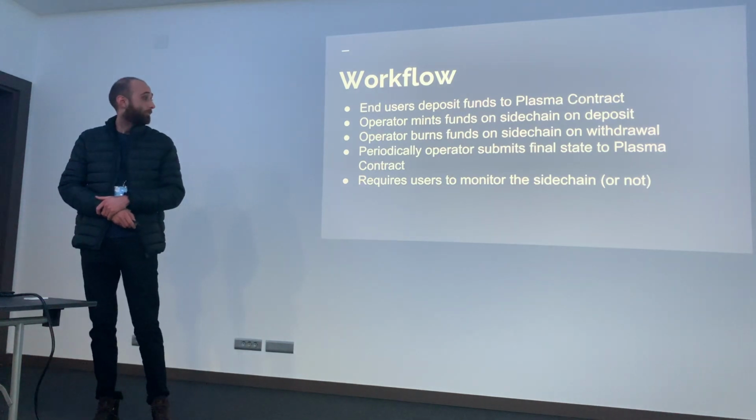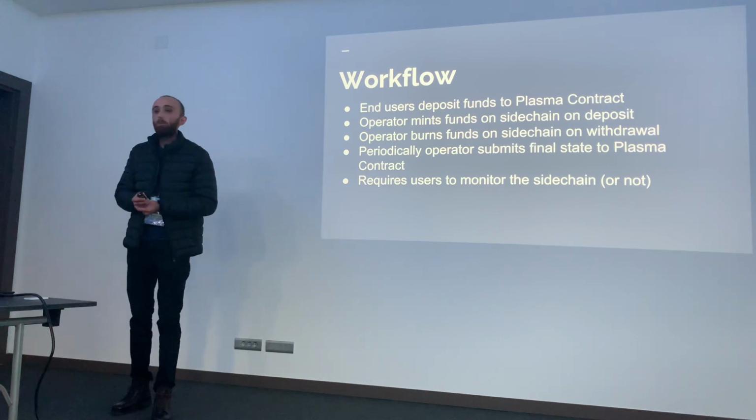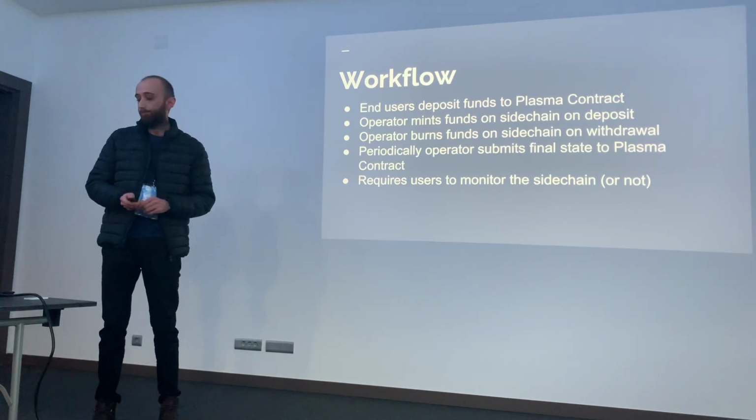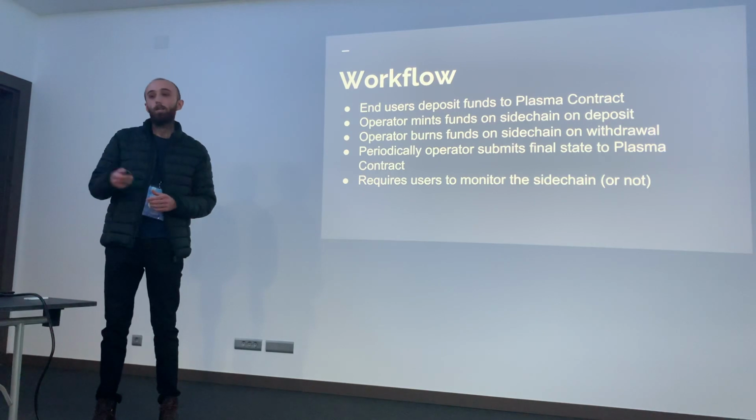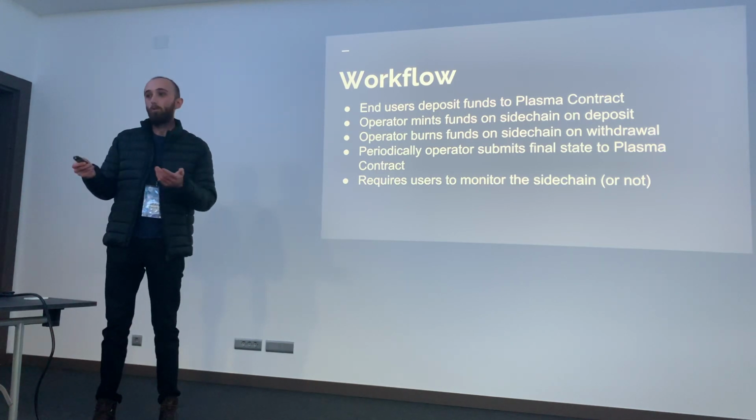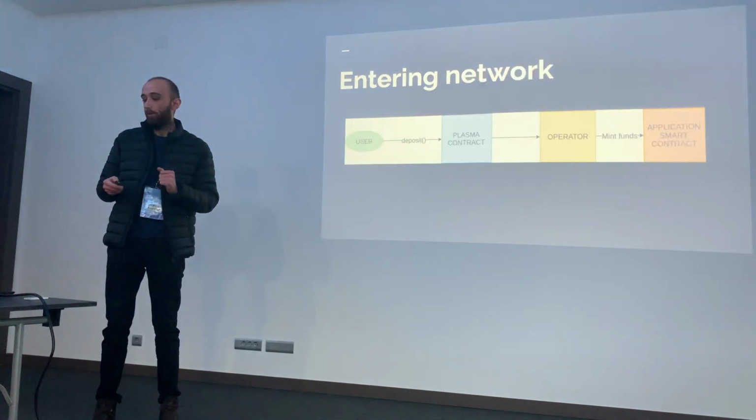The workflow, I already mentioned most of these things, but one of the things that is probably the biggest problem is it requires users to monitor the sidechain, which means if you want to be completely sure that everything is okay, you still have to manually check the sidechain, because sidechain is proof of authority. You have no way of believing, okay, maybe something changed or not, but you still have to at least sometimes manually check is everything okay.